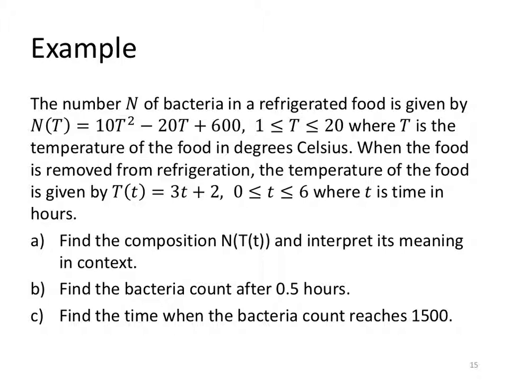When the food is removed from refrigeration, the temperature of the food is given by capital T of little t is 3t plus 2, when t is between 0 and 6 and t is time in hours. So between 0 and 6 hours, and my temperature of my food is between 1 and 20 degrees Celsius. We're going to find the composition n of capital T of little t and interpret its meaning, because we have to know what it is we're talking about.